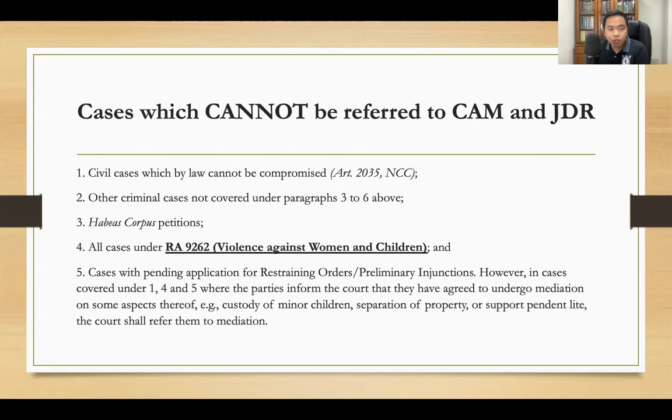What are the cases, on the other hand, which cannot be referred to court annex mediation or judicial dispute resolution? Civil cases which by law cannot be compromised under Article 2035. For example, civil status. This is something which you cannot subject to mediation. Other criminal cases not covered under paragraphs 3 to 6 above, habeas corpus petitions, and all cases falling under RA 9262 or VAWC. Cases with pending application for restraining orders or preliminary injunctions.